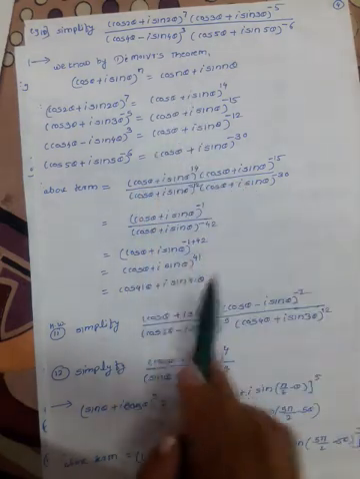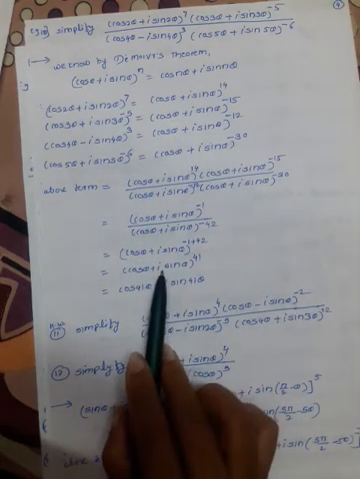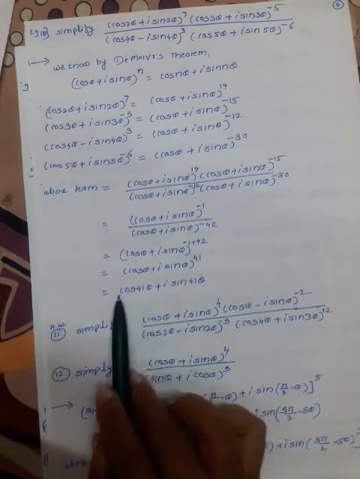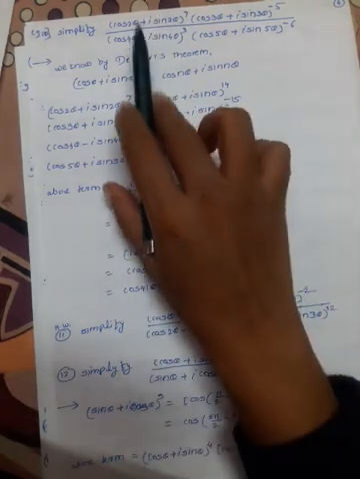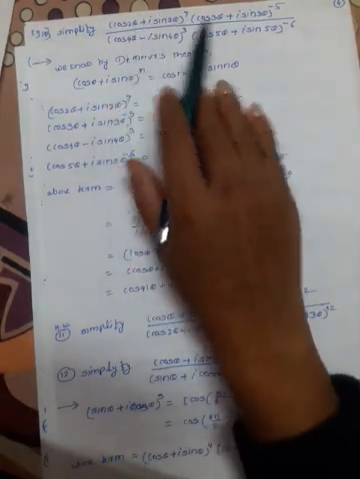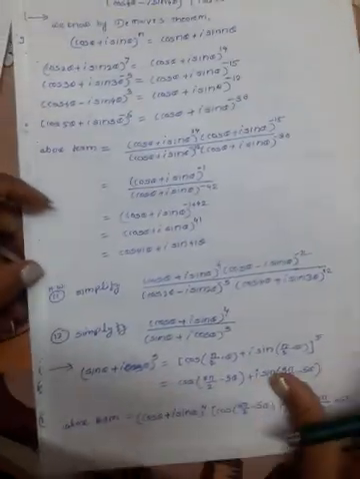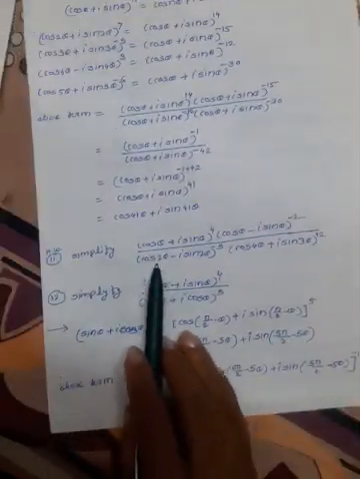Again use De Moivre's theorem, take 41 inside to the angle, we get cos 41 theta plus i sin 41 theta. This is the most simplified answer for this statement or term.